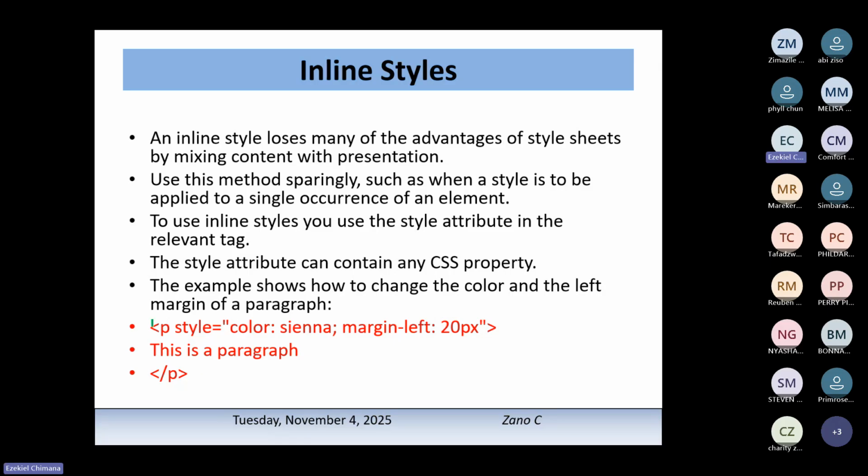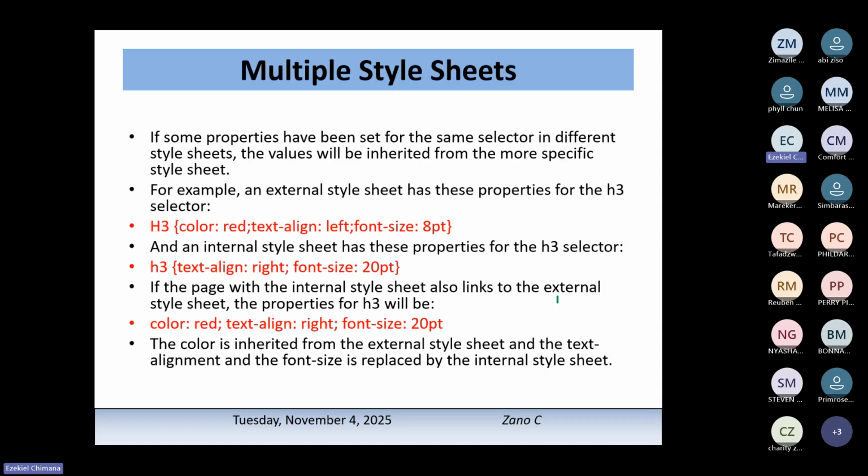To use inline styles, you use the style attribute in the relevant tag, just like here. This is the paragraph that you want to design. So you put a style attribute and then you put all your styles just like that, and they need to be separated by a semicolon, one declaration, then the next, then semicolon, just like that. So basically, that's what we do.